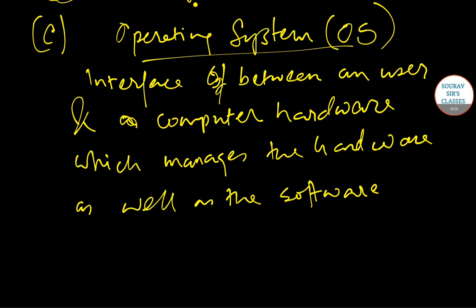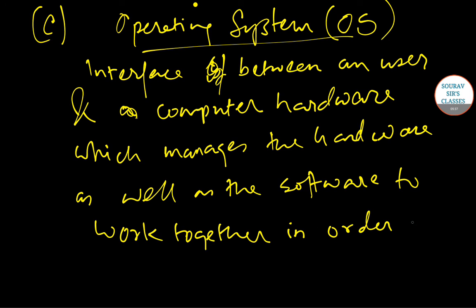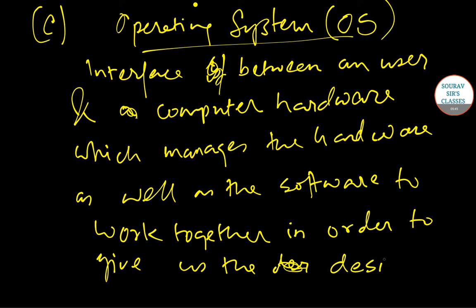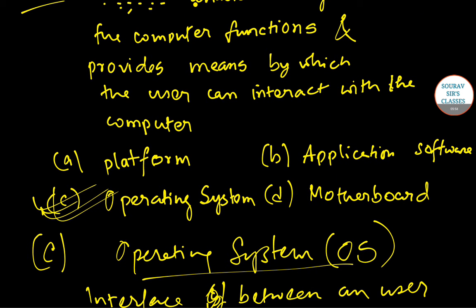So it is an interface between a user and computer hardware which manages the hardware as well as the software to work together in order to give us the desired output. So the answer will be option C, or operating systems.